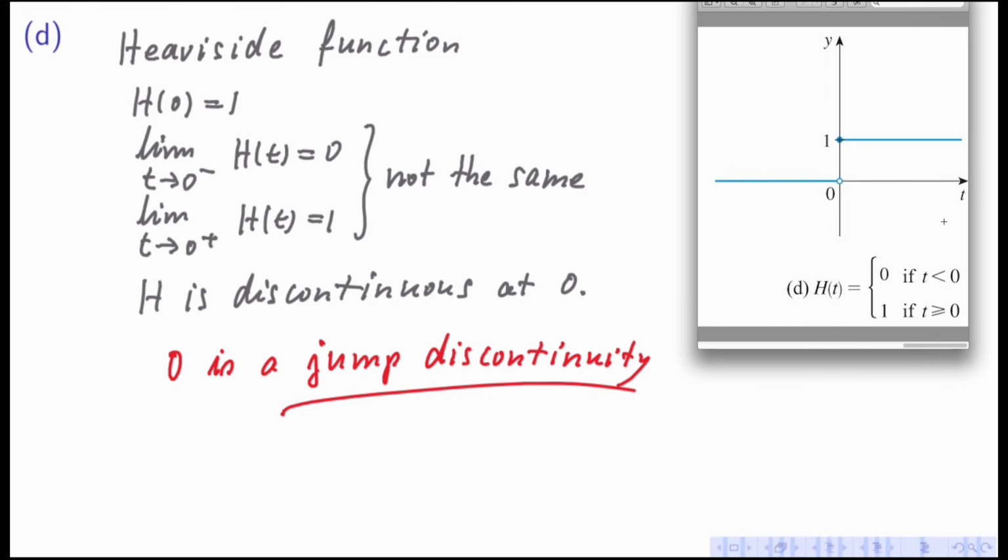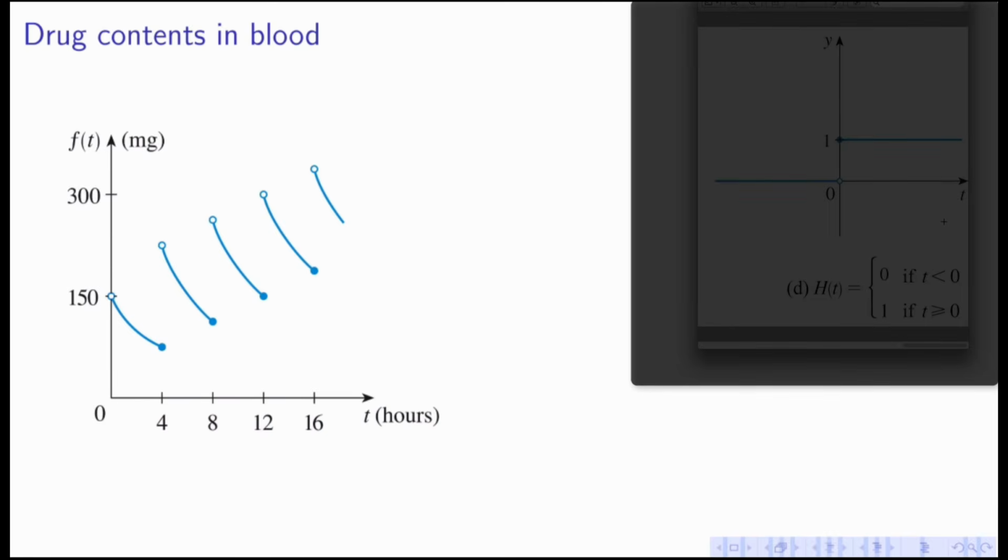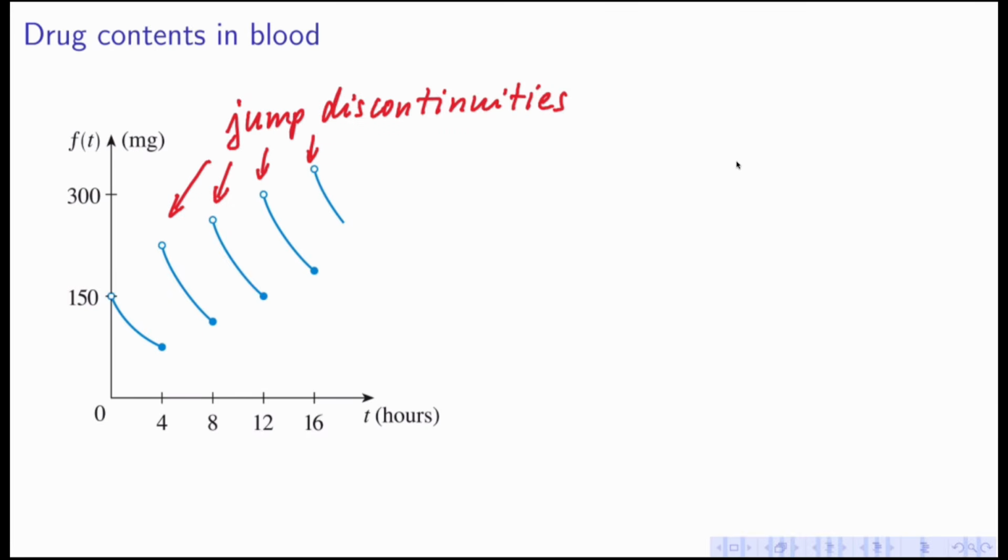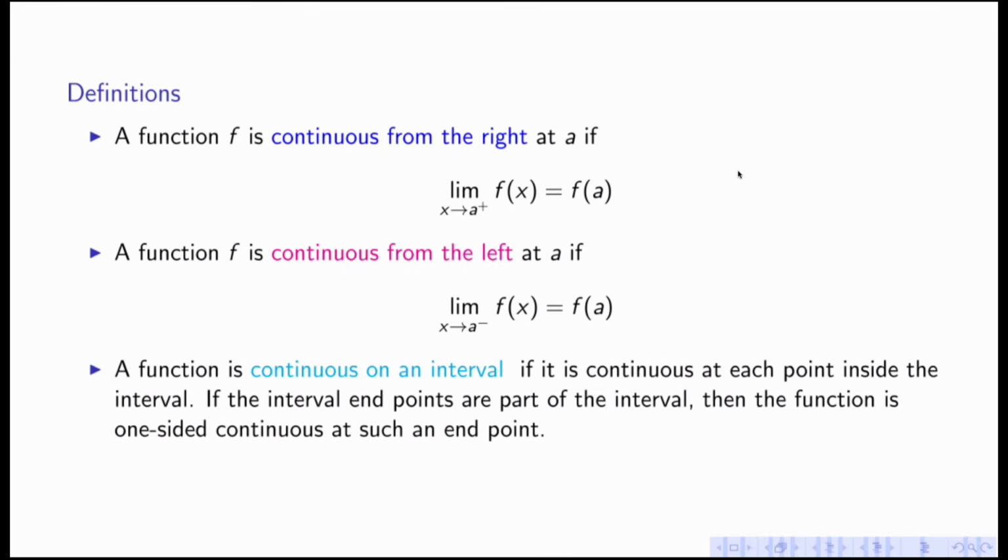Okay, let's look at our drug problem again and see what kind of discontinuities we have here. Again, this is a curve with the drug contents in the blood. We identified the discontinuities at 4, 8, 12, and 16 already. And these are all of jump form, right? So these are jump discontinuities. Now let's look at one-sided continuity.